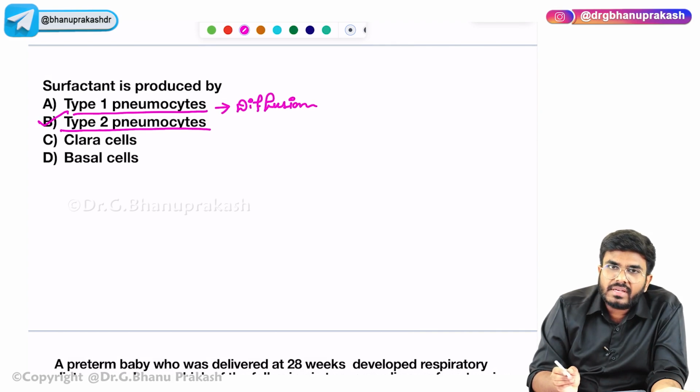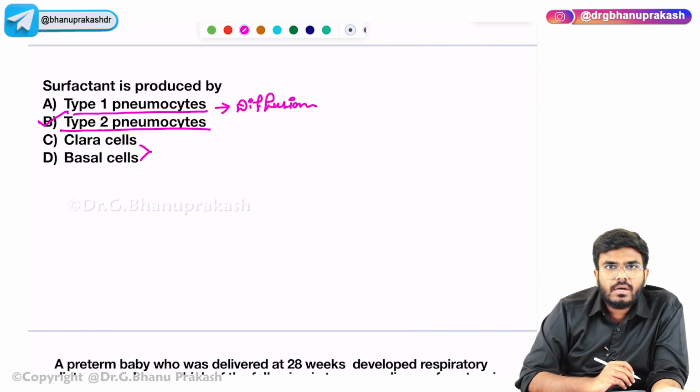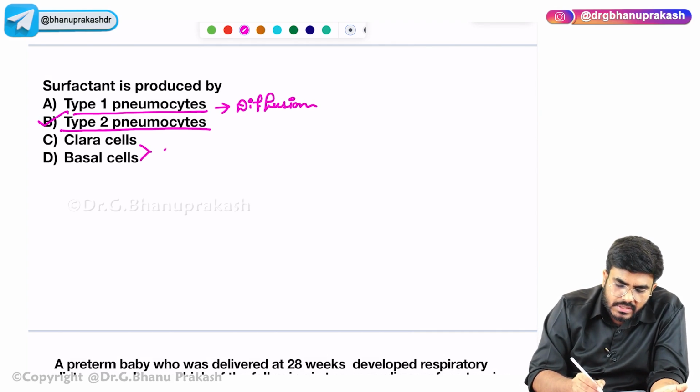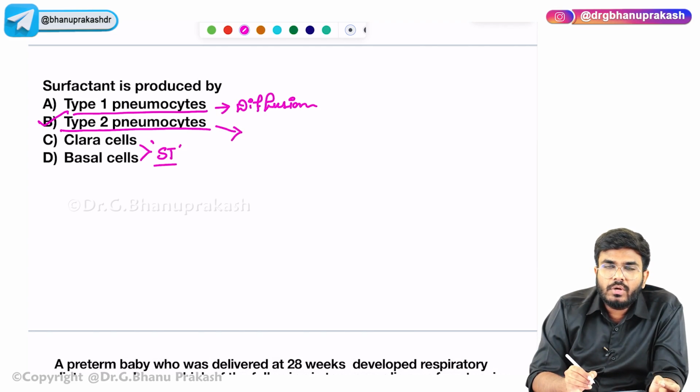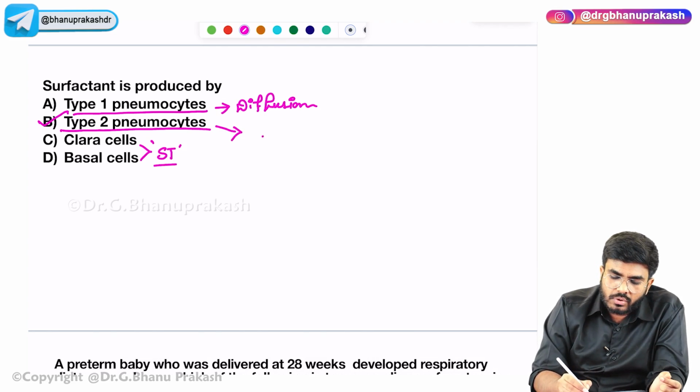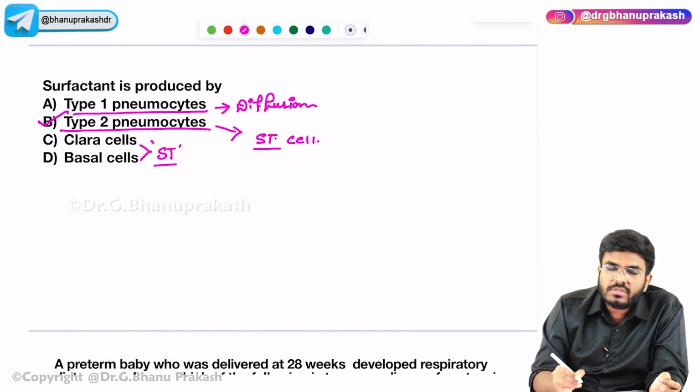Okay, there is a diffusion of gases. And you know what are these basal cells and Clara cells? The basal cells and Clara cells are the stem cells in the conducting zone. But don't forget, type 2 pneumocytes are not only producing the surfactant, they are also stem cells in the respiratory zone.